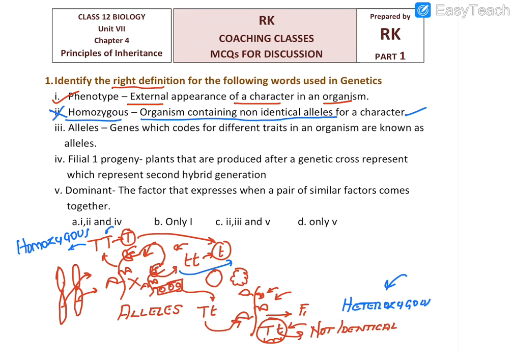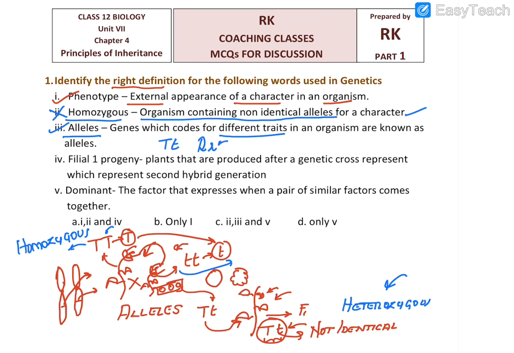Just now I told you that alleles are the genes which control contrasting characters. If genes code for different traits, we don't call them alleles, we call them genes. If the genes code for contrasting characters or opposite traits, then we call them alleles. The best example is capital T and small t. These are the alleles. Capital R, small r: capital R is for round seed and small r is for wrinkled seed.